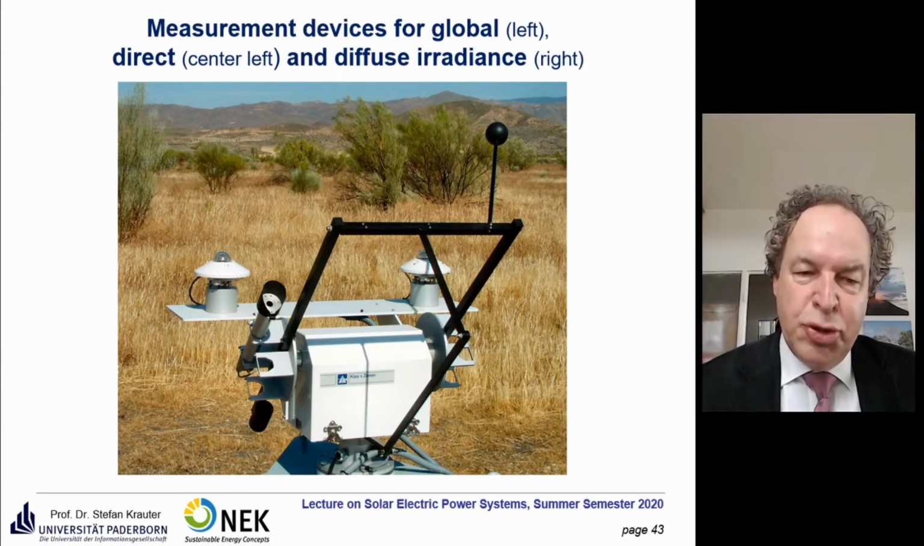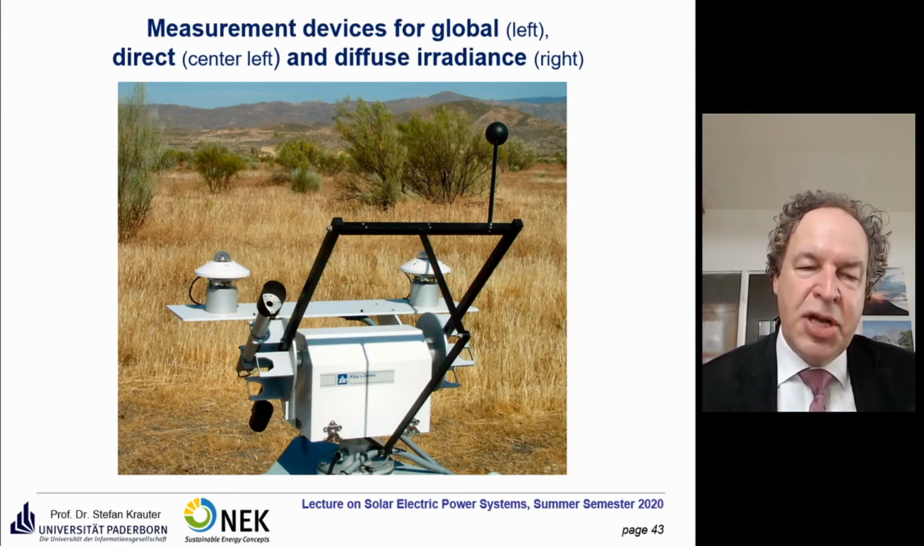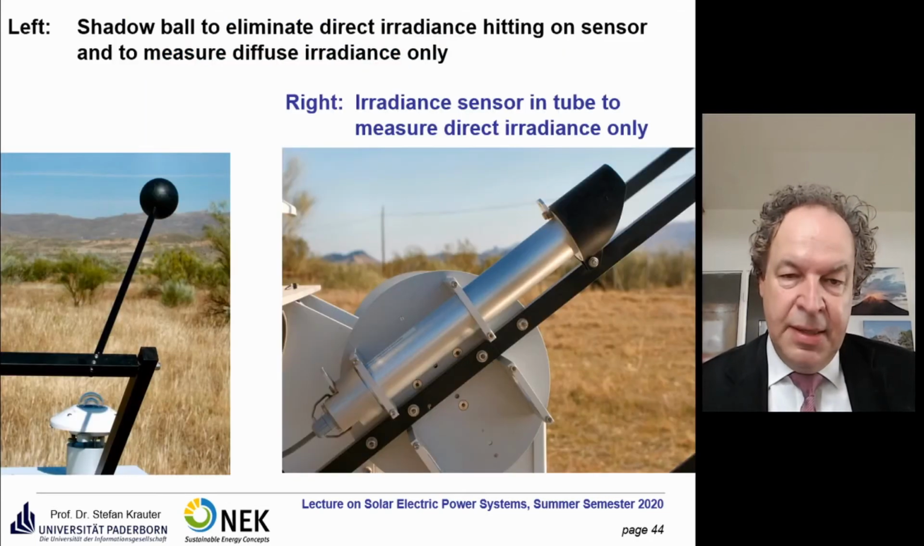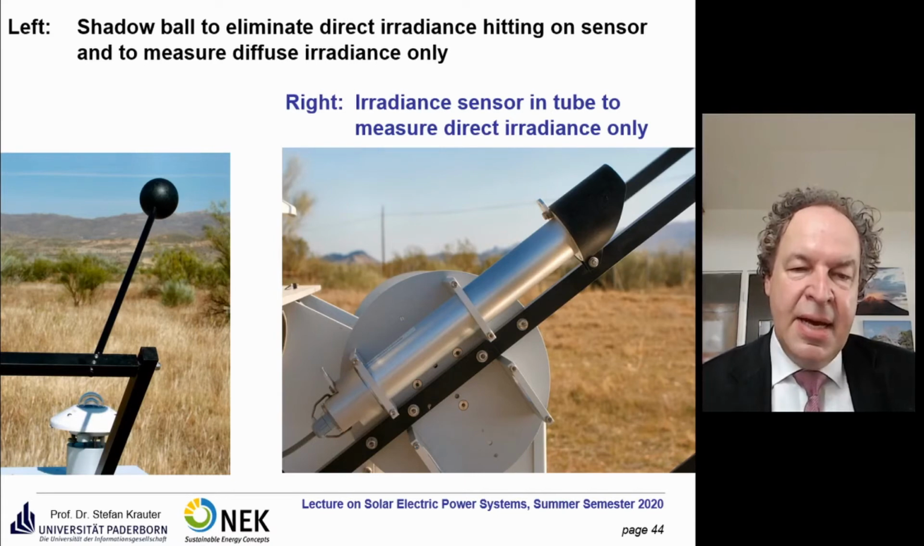And this tube you see in the middle part is designed to measure direct irradiance only if it's directly pointed towards the sun. So you have to track it very accurately in the direction of the sun to make good measurements. Here you see in detail, on the left part, the part for diffuse irradiance. On the right part, these tubes are for direct irradiance.